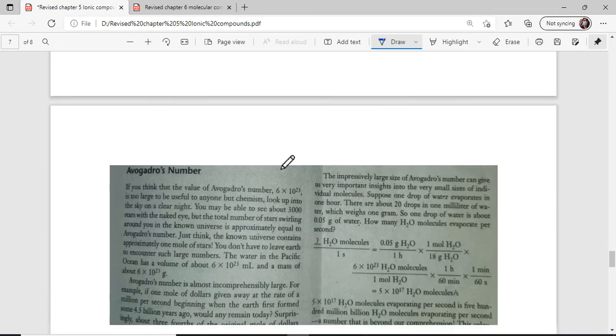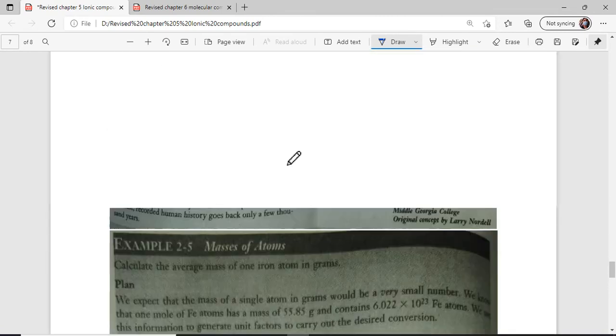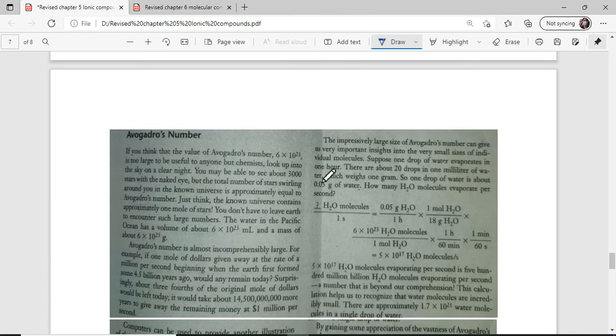Now, for our Avogadro's number. Last pages. You may think the value of Avogadro's number, 6 times 10 raised to 23, is too large to be useful in chemistry. Look into a clear sky: you may see around 3,000 stars with the naked eye, but the total number of stars in the known universe is approximately equal to Avogadro's number. It cannot be counted yet. The known universe contains approximately 1 mole of stars.